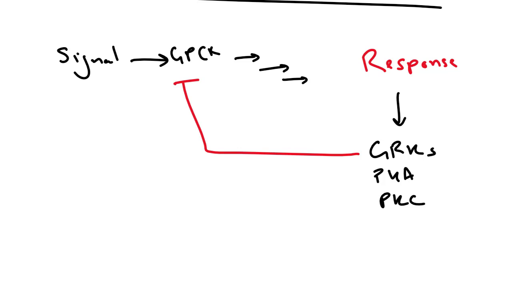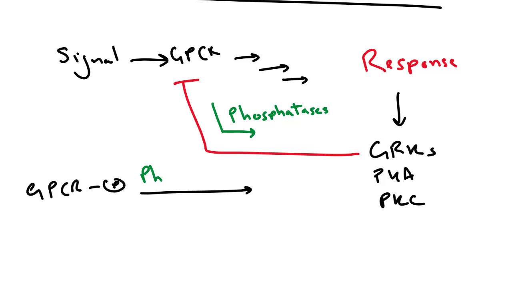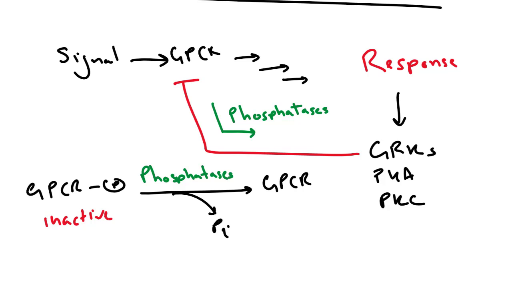But this negative feedback is being reversed by phosphatases. These are specific phosphatases whose substrate is phosphorylated G protein-coupled receptors. So you can think about it this way. Here it is inactive because it will bind to arrestins, and here it's active because arrestins can no longer bind to them.